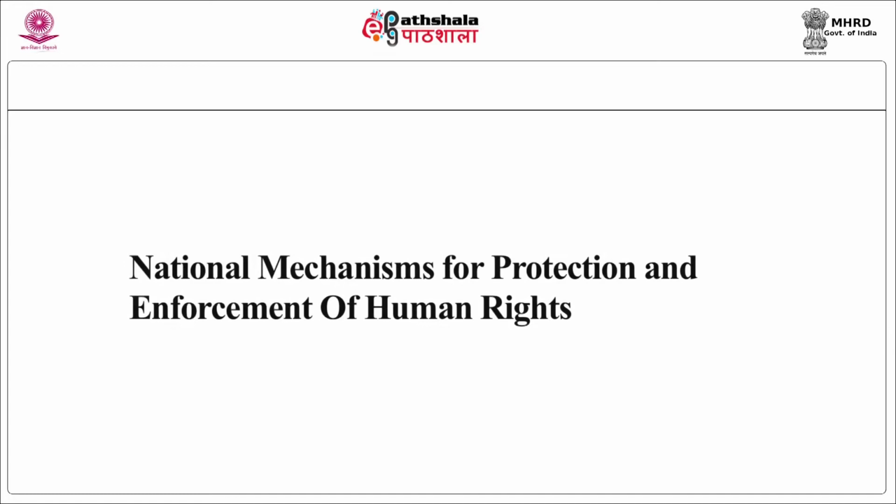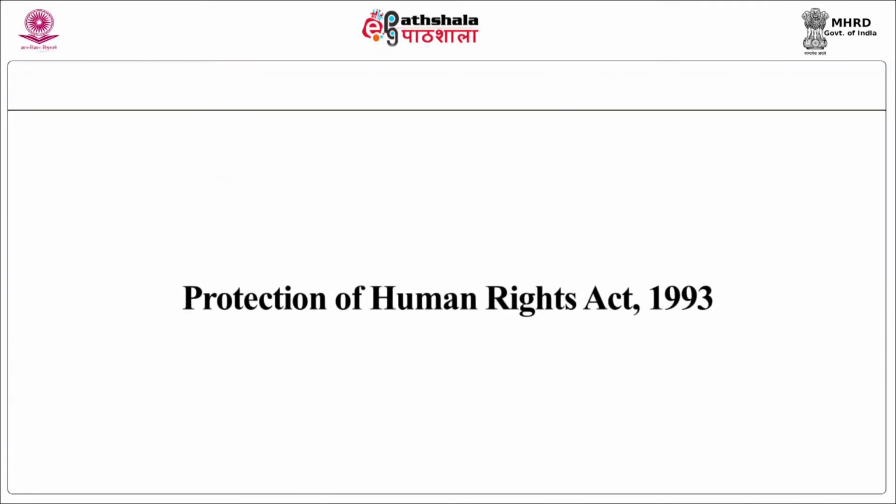In this unit on national mechanisms for protection and enforcement of human rights, we will take up the module relating to the Protection of Human Rights Act 1993 today. In the earlier modules, we have discussed the National Human Rights Protection System, the role of legislature, executive, judiciary, and in the last module, we saw the Paris Principles and how these Paris Principles are critical to the effective functioning of national human rights institutions across the world.